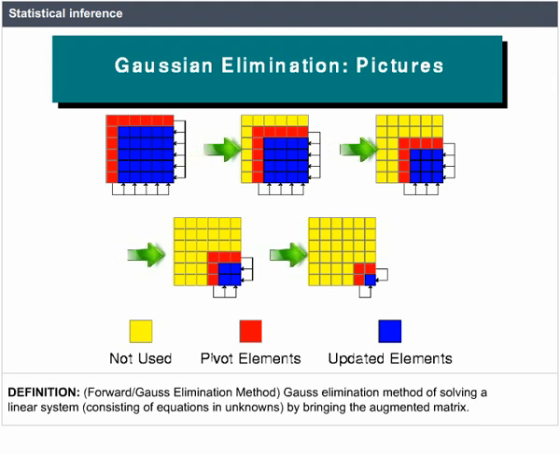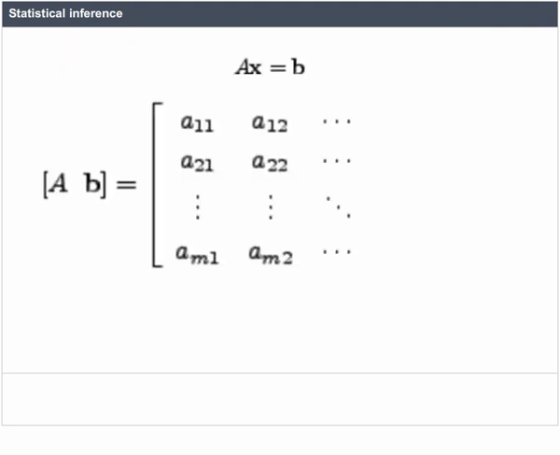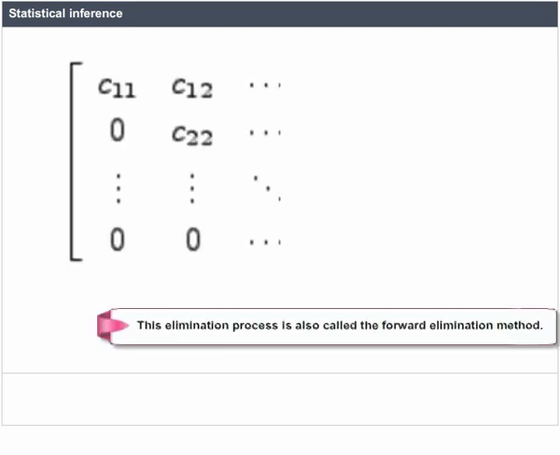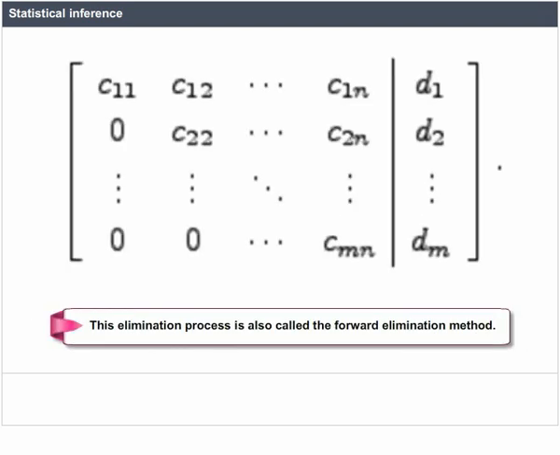Definition. Forward Gauss elimination method. The Gauss elimination method of solving a linear system consisting of m equations in n unknowns is by bringing the augmented matrix [A, B], with rows A11, A12 up to A1n and B1, A21, A22 up to A2n and B2, then Am1, Am2 up to Amn and Bm, to an upper triangular form. This elimination process is also called the forward elimination method.